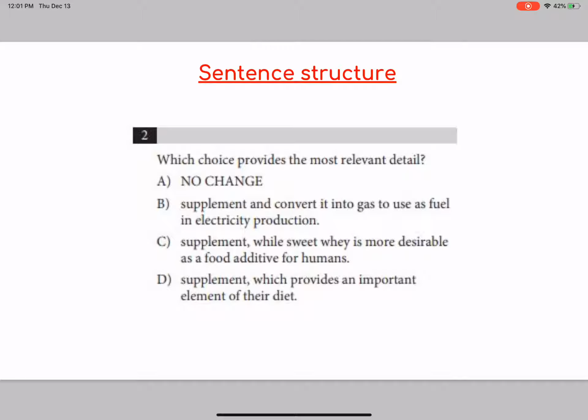An example of a sentence structure question would be this one: which choice provides the most relevant detail. The reason this is a sentence structure question is because it's asking you, is the structure of the sentence good? Is it relevant? Does it work for this passage? So that's what they're really trying to test you on.